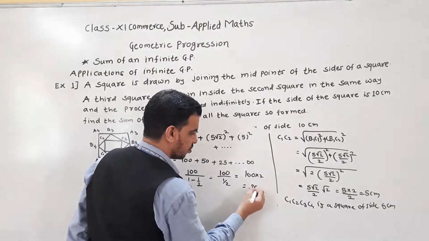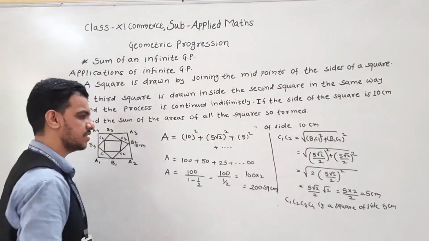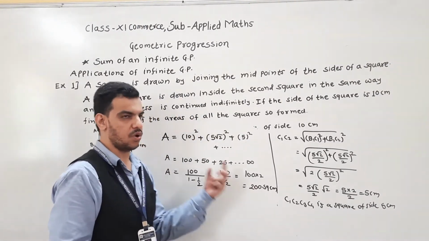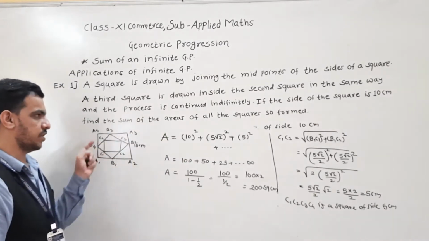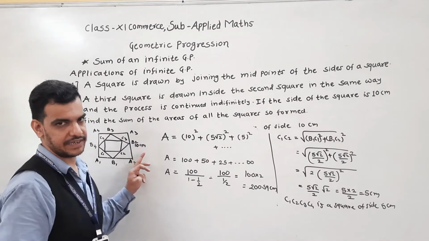So what remains? 200 square centimeter, or centimeter square. So this is the area of all the squares. Okay, understand this. Now we will take the second example.